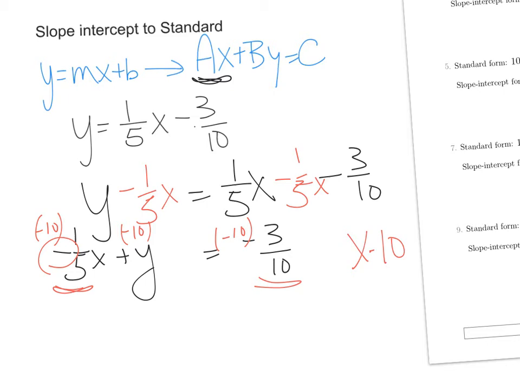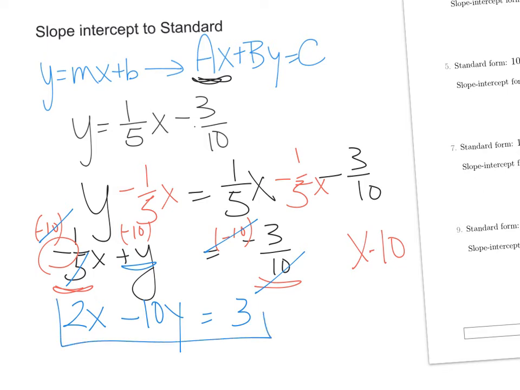What that will do then, this -10 will cancel the negative and divide by 5, so I'm left with a 2x. -10 times y is -10y equals, and this -10 cancels with this -10, and I'm left with just 3. So this would be the final answer in standard form.